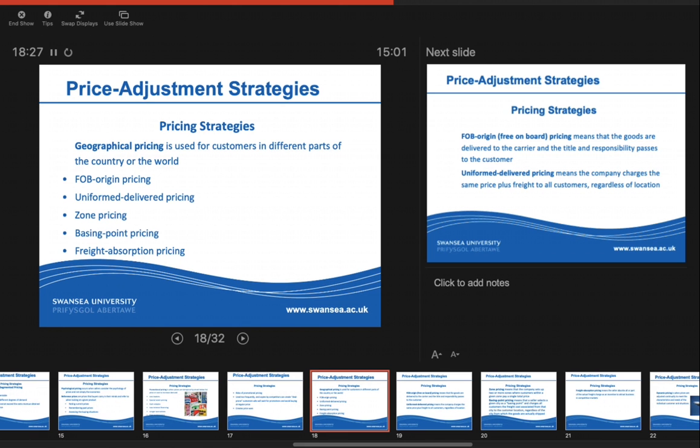Geographical pricing is used for customers in different parts of the country or the world. So some of this, if we look at it from a global stage, is based on things such as shipping costs. So if you buy something in China, it is likely to be cheaper in China than it is in the UK, because of the increased shipping costs that have been levelled there, and other people that take a share of the profit within the distribution channel.